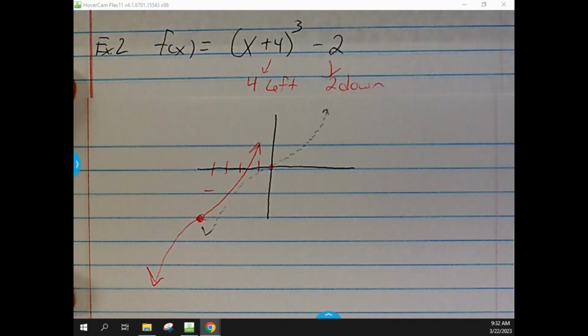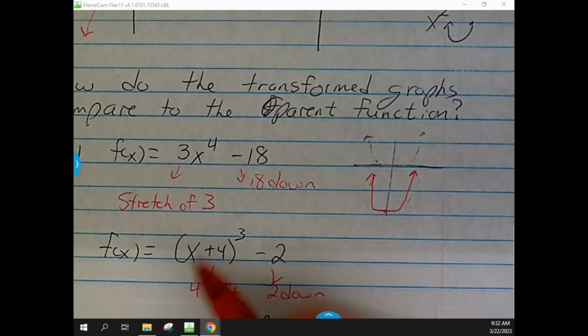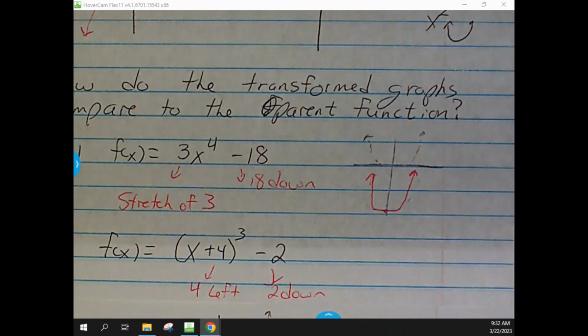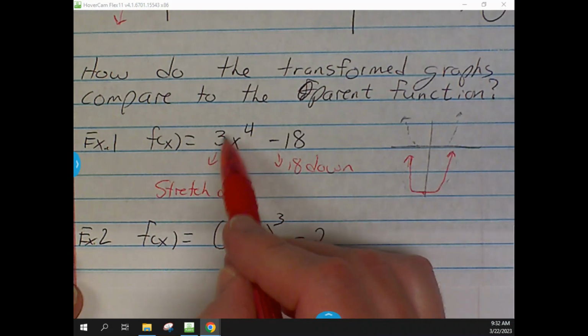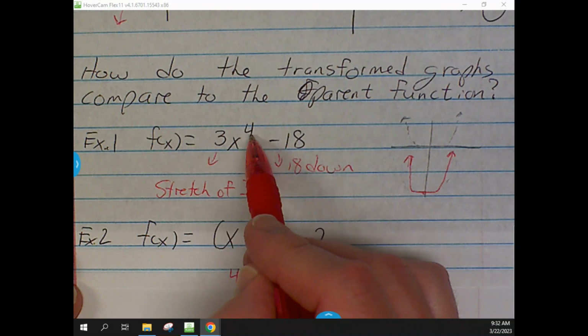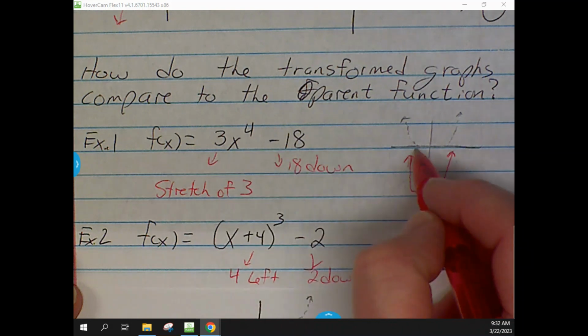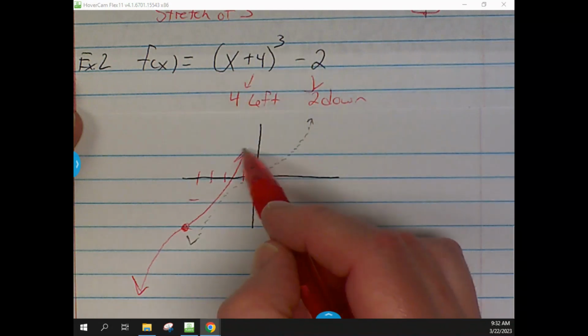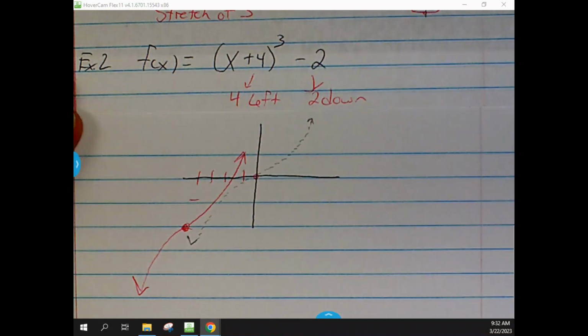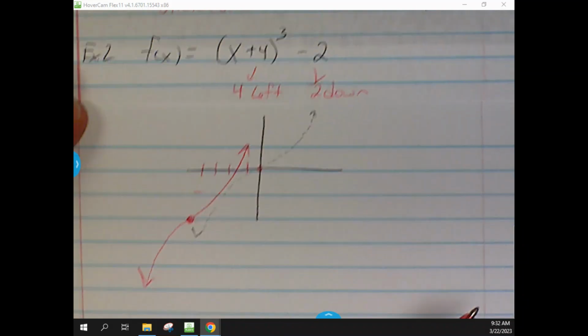Okay, and then here's where we can kind of think about what we're doing too. Going back to that lesson 22 we were talking about yesterday, where we did the end behaviors and how it goes. In this case, if you look back at this one, it's a positive. It's 3x to the fourth. It's a positive number and x to an even power, so both ends have to point up. This is a positive x to the third power, so the right side is up and the left side is down. So it's still kind of borrowing on that same thing there with those.